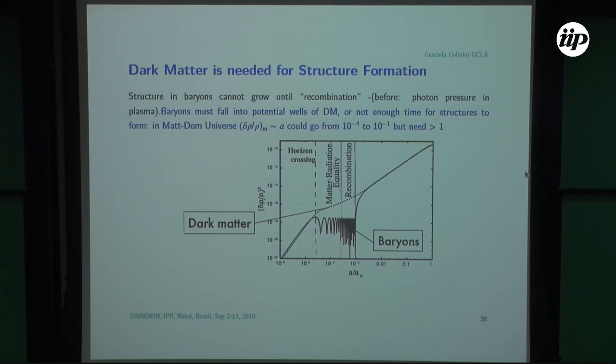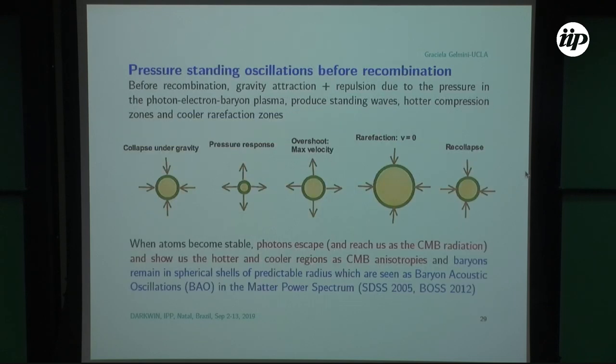We know they have during CMB production at recombination until now. So this is sort of a portrait of these standing waves. Before recombination, the gravity attraction plus the repulsion due to the pressure in the photon-electron-baryon plasma produce standing waves. So hotter compression zones and cooler rarefaction zones.